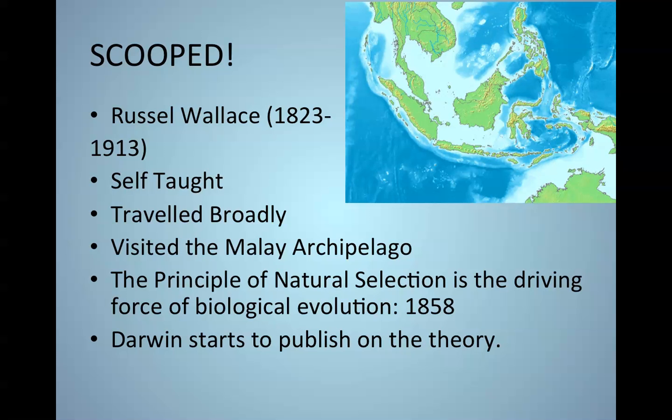He gets scooped, though. He waits too long. One of his colleagues, one of his friends, a gentleman he worked with quite a bit, Russell Wallace, was himself on a voyage. And now this is off the coast of Asia. Here is the Malay archipelago, sorry. And he too is self-taught. He too traveled broadly. And when he begins to take a look at the various species of animals and birds that he finds here in Malaysia, he starts to say, natural selection is the driving force of changes in species. And he writes a letter to Darwin in 1858 and says, hey, I have an idea. I think I'm going to publish this. And Darwin's like, I've already got this. So Darwin rushes to publication for 1859.